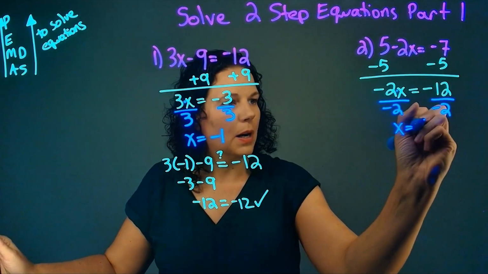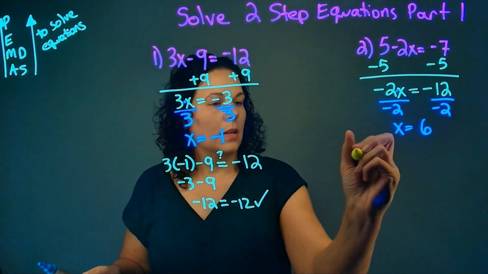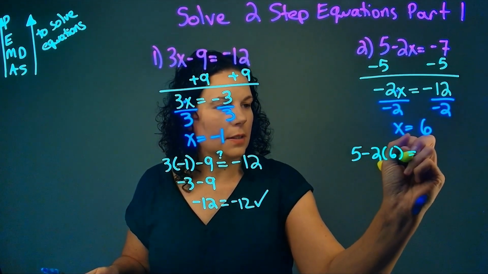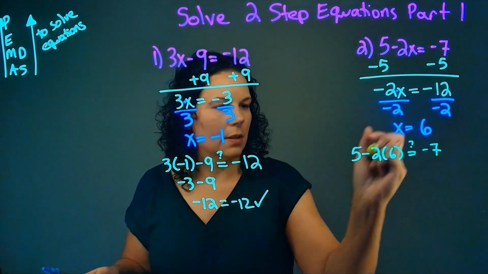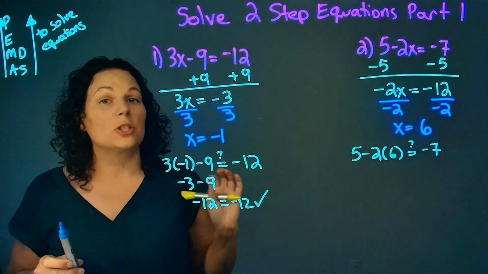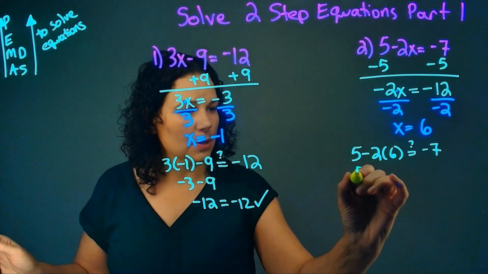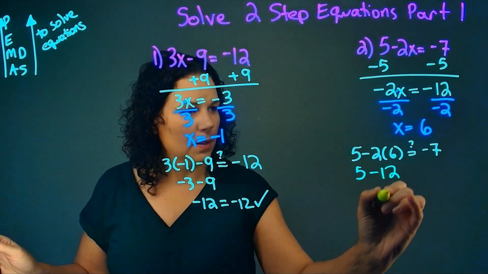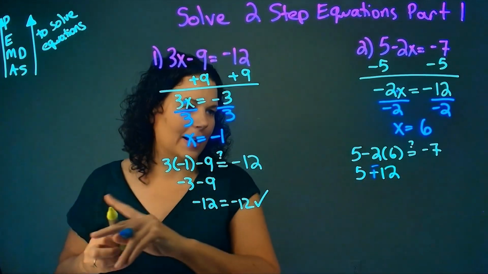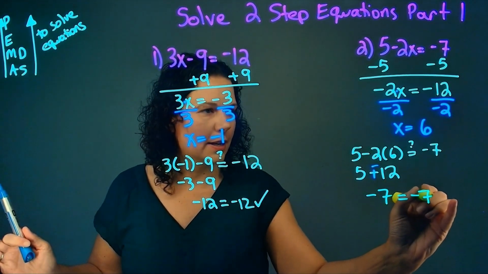X equals positive 6. Let's check that just to be on the safe side. 5 minus 2 times 6. Does that equal negative 7? So now we're done solving. So we're doing order of operations the correct direction. We multiply first before we add or subtract. So 5 minus 12. And if you need to, you can add the opposite for that. That does give me negative 7. So both sides are equal to negative 7. Check.